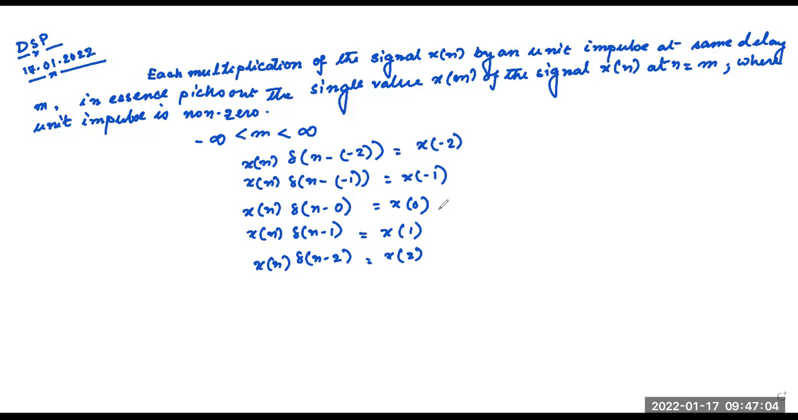So from the above products, we can say that each sample of x of n can be expressed as a product of the sample and the delayed impulse.